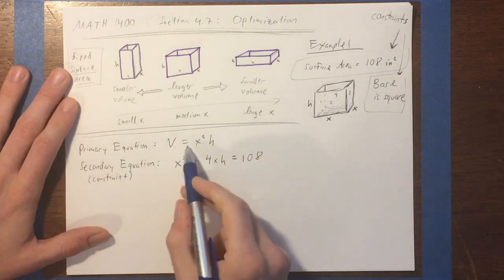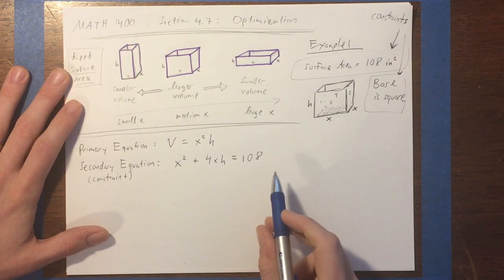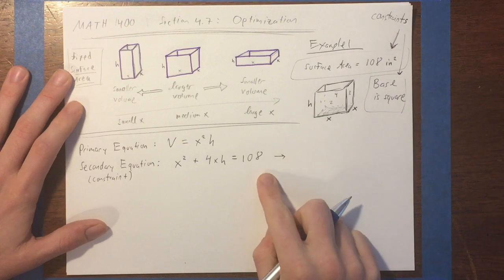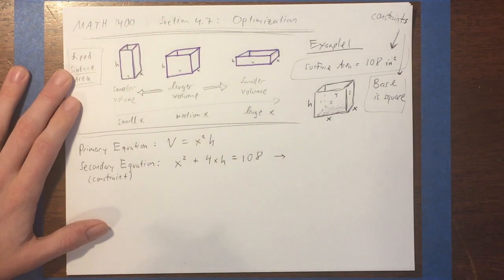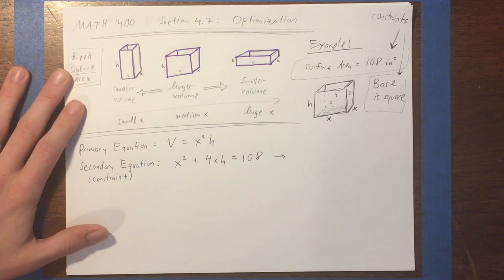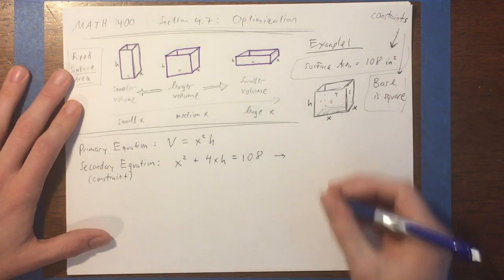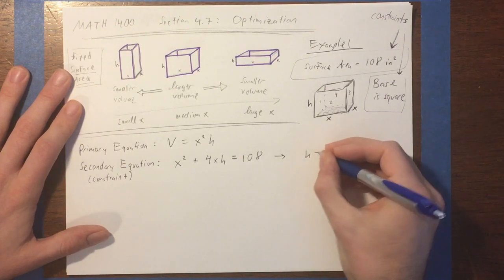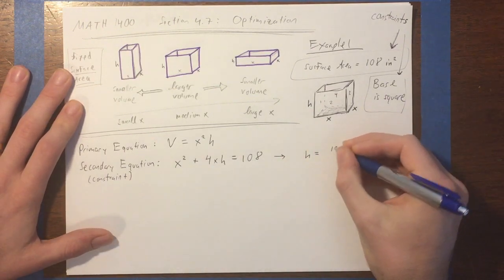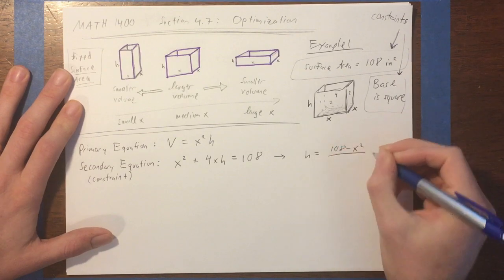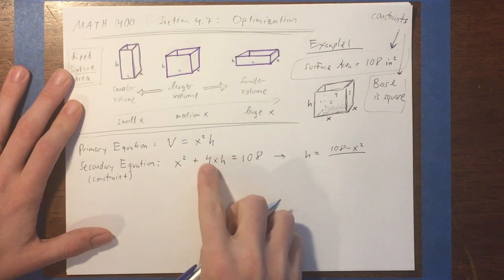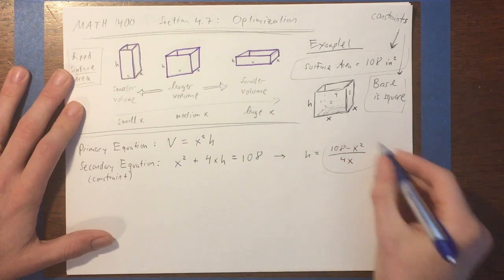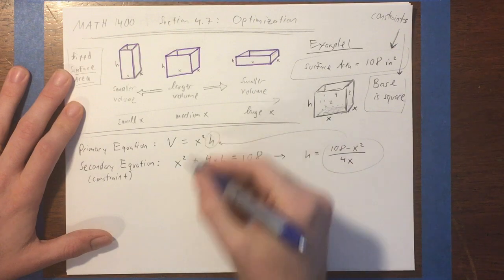So we have our primary equation and our secondary equation. Now what we're going to do is take the secondary equation and solve it for one of these two variables and do a substitution, thereby eliminating that variable from the primary equation. So I think the easiest here is going to be to solve this for h. So we subtract the x squared from both sides and then divide by that 4x to cancel that out, and we've got h. And so now that is going to go in there.